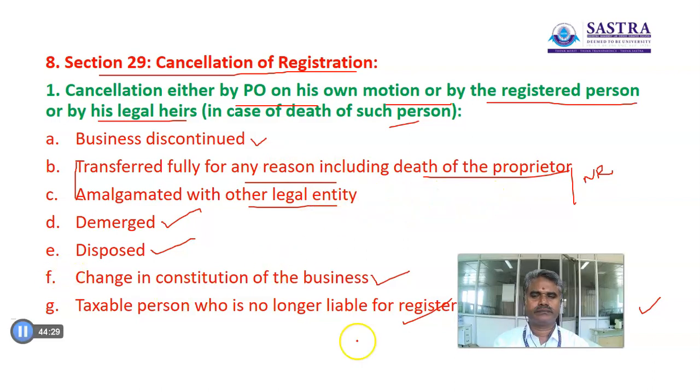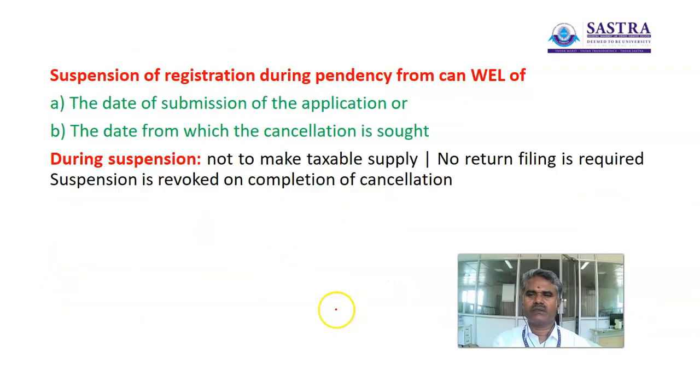The next one is suspension of registration during pendency, from whichever is lower of the date of submission of the application or the date from which the cancellation is sought. When you submit the application, whichever is earlier, your registration may be suspended.